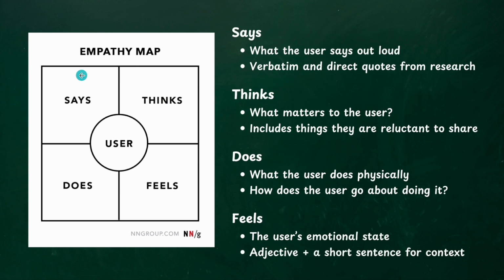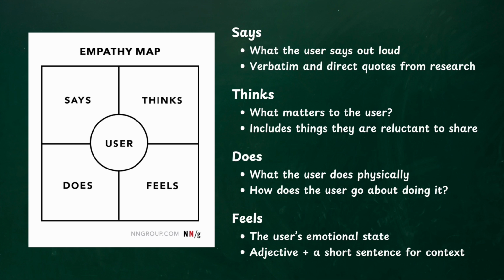Now, let's talk about the quadrants. As you can see here, you have four quadrants. You have the says, thinks, does, and feels. Now, I'm just going to highlight briefly what these quadrants mean. That is each of them, what it means. Yeah, so this says, this is basically what the user says out loud. If you are interviewing them, these are the things that they say, the direct quotes, direct expressions from them, and things like that.